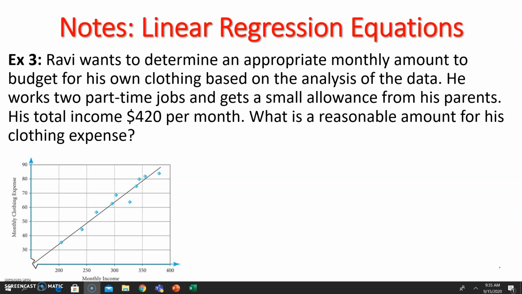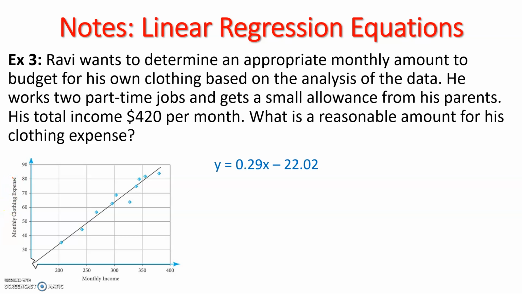Let's take a look at example 3. Ravi wants to determine an appropriate monthly amount to budget for his own clothing based on the analysis of the data. He works 2 part-time jobs and gets a small allowance from his parents. His total income is $420 per month. What is a reasonable amount for his clothing expense? So the first thing we need to recognize is his analysis of the data created an equation. So we have this equation for Ravi and this data.